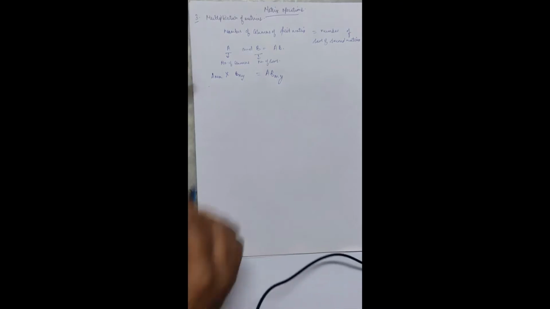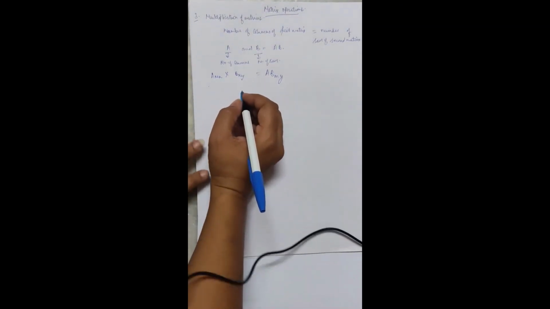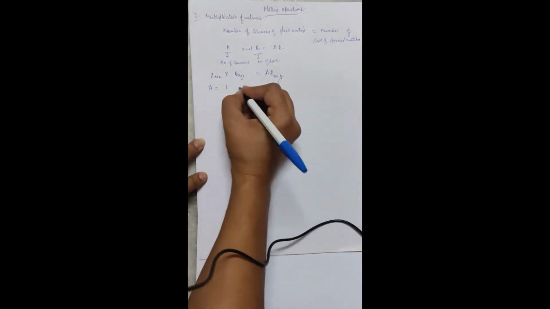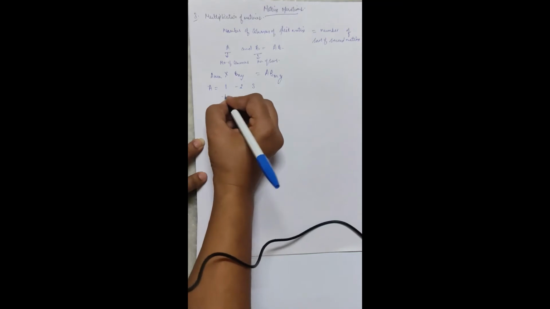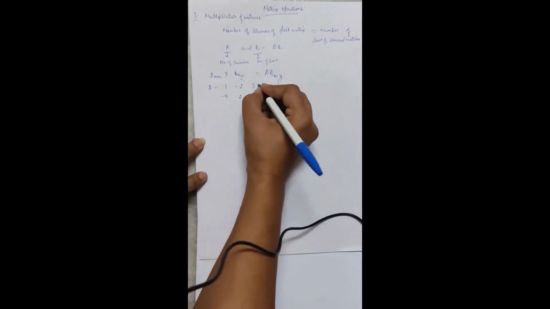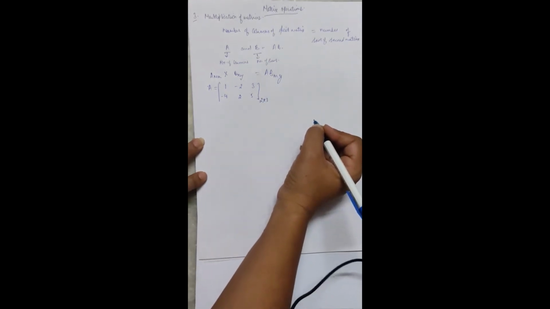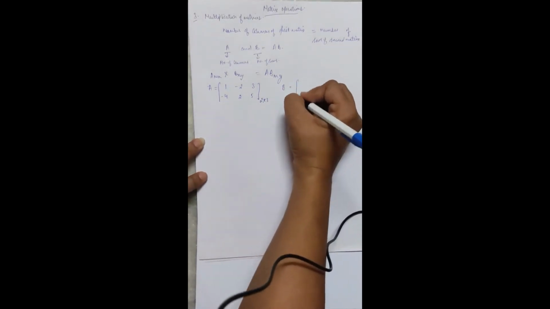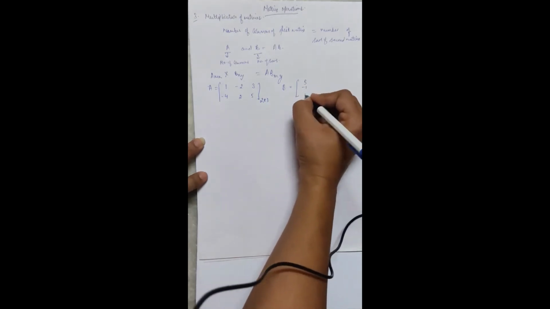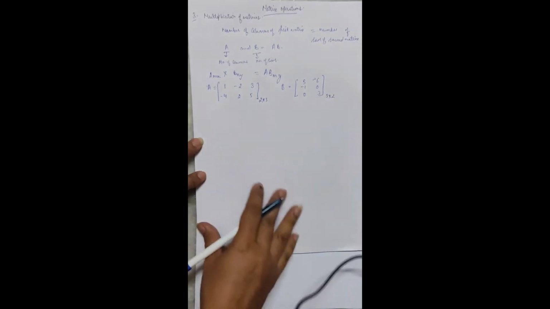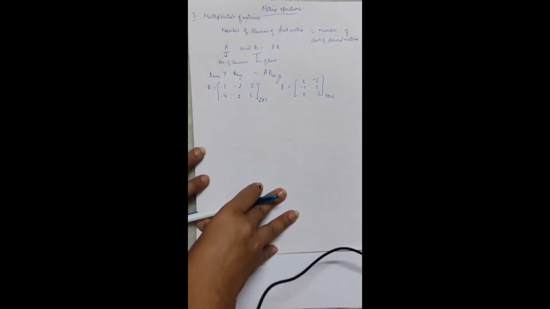Now let me explain the concept of multiplication with the help of an example. Let us suppose I have two matrices. A is 1, minus 2, 3, minus 4, 2, 5, so this matrix is of order 2 by 3. And another matrix B has elements 5, minus 1, 0, minus 6, 0 and 3, and this matrix is of order 3 by 2.